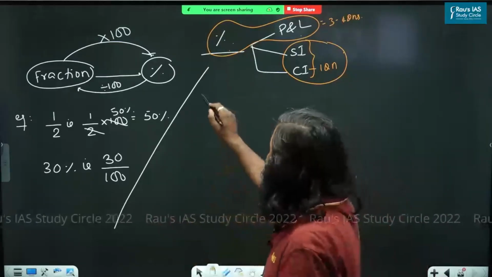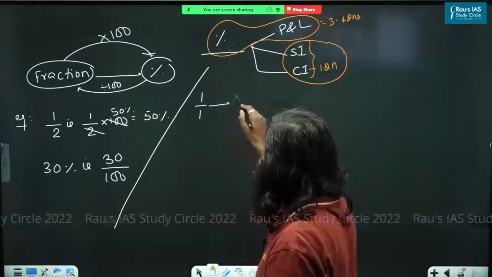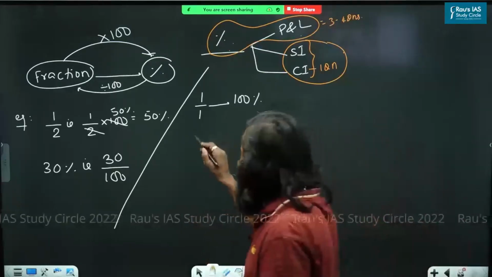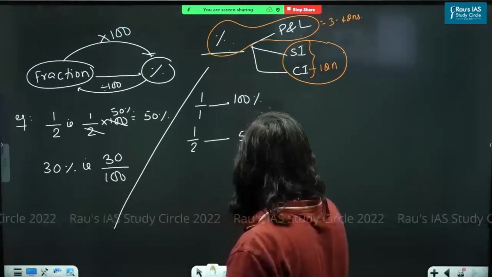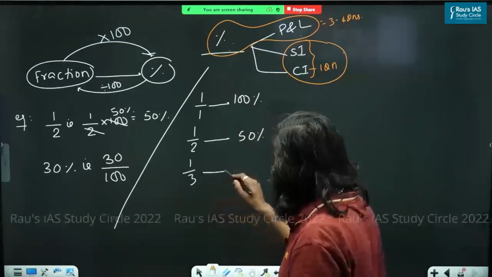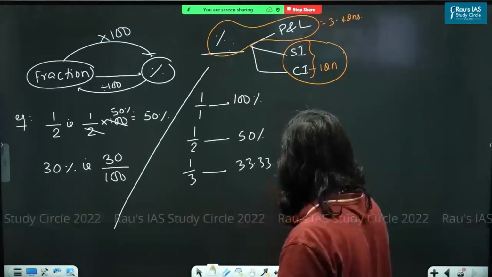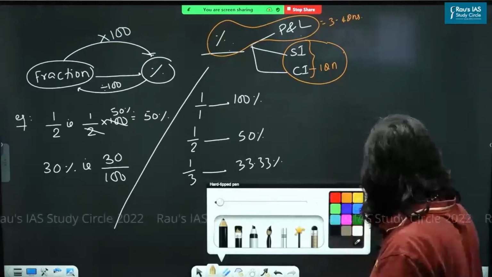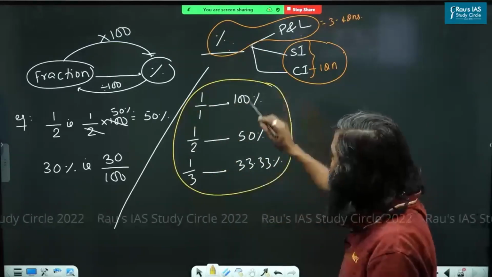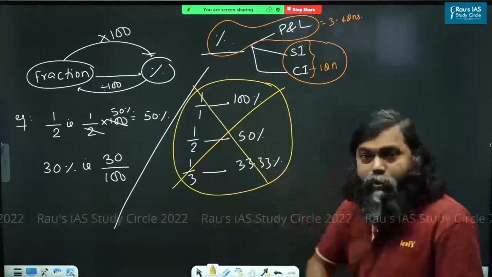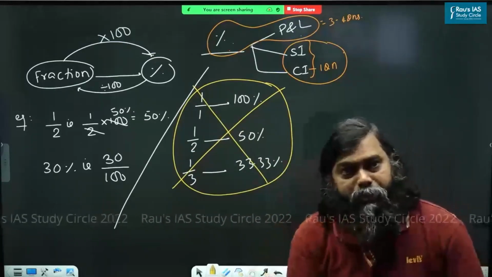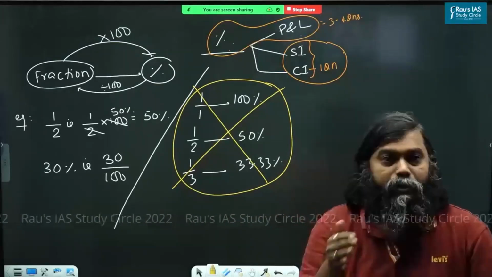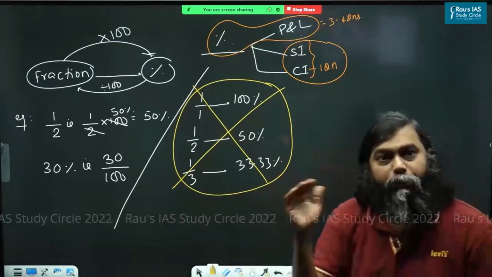For example, 1 by 1, how much percentage, into 100? 100 percent. Are all understood what I am writing? 1 by 2, multiply by 100, 50 percent. 1 by 3, multiply by 100, 33.33%. That means 100 by 3, you will get this. But listen very carefully. I am not going to make you comfortable in this direction. Why? A fraction converted into percentage has less application. But if percentages are converted into fractions to solve the question, the application is more. So you have to remember in this way.